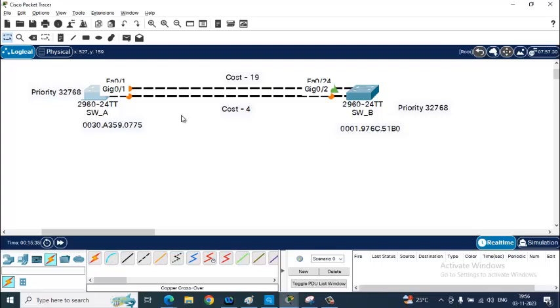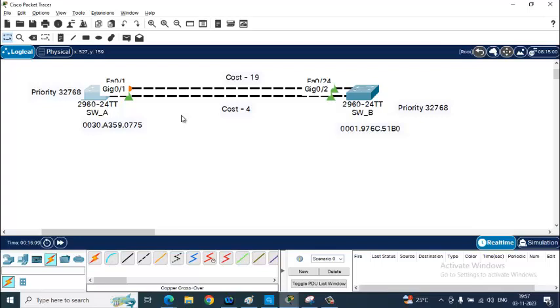First, it will check the priority because there is a tie in the priority. It is going to now see the MAC address, and you see the switch on the left, whose MAC address is bigger, is now blocking. That itself proves that switch A is not a root switch. Why? On a root switch, both ports will be in forwarding state.